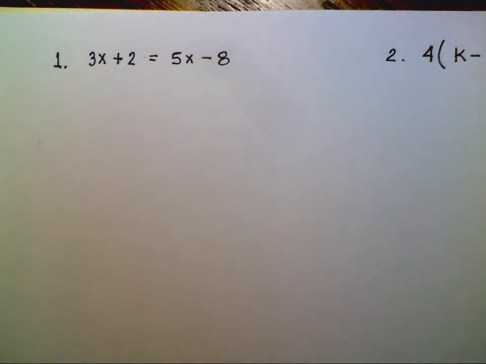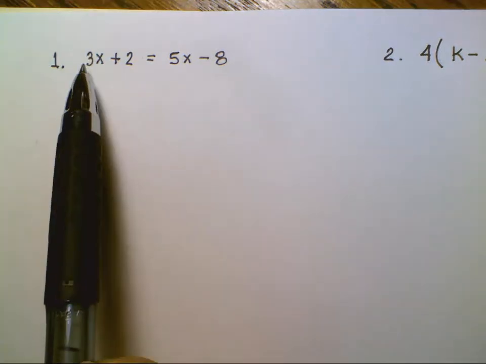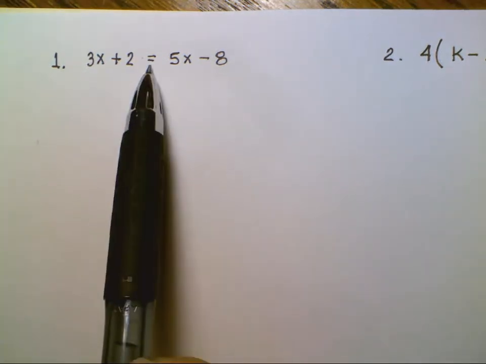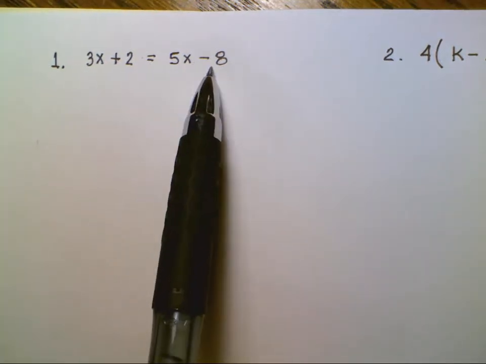Good morning. For today, I have three examples before the review. All the examples are multi-step equations. That's what we've been working on. And example number one, I have 3x plus 2 equals 5x minus 8.